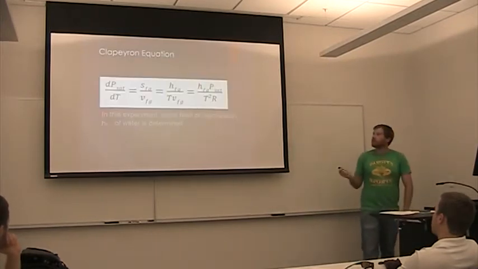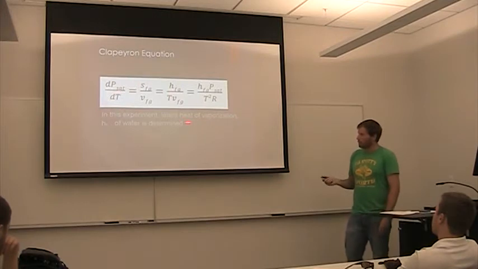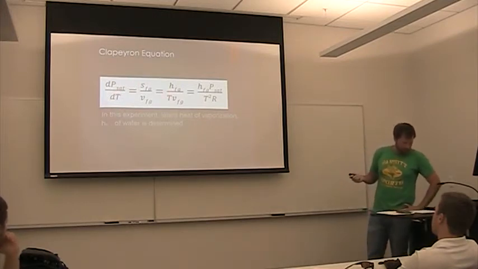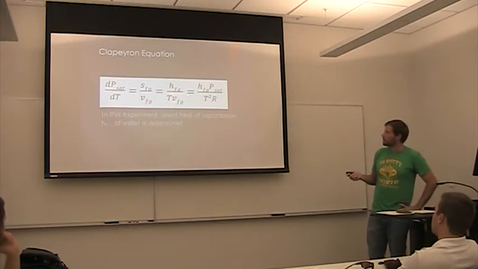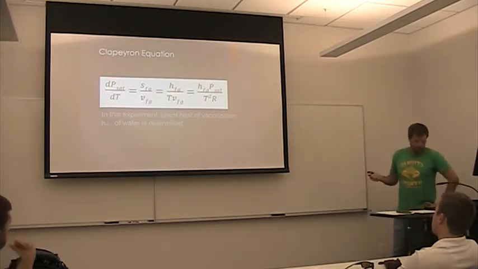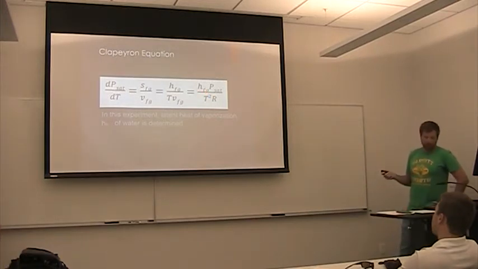All right, so here is the Clapeyron equation broken down. We have Psat, the saturation pressure. This is the saturation temperature. Then we have the latent heat of vaporization, and then we have our specific volume.